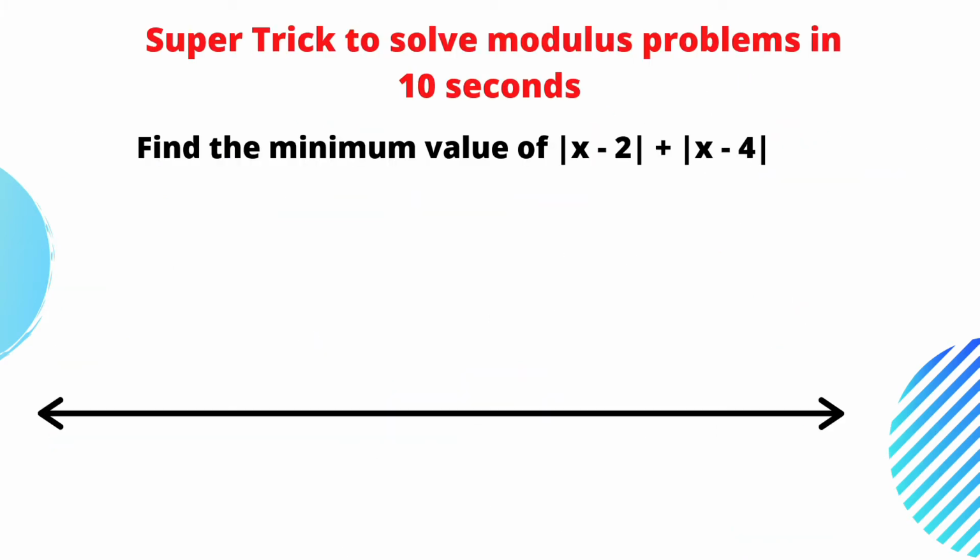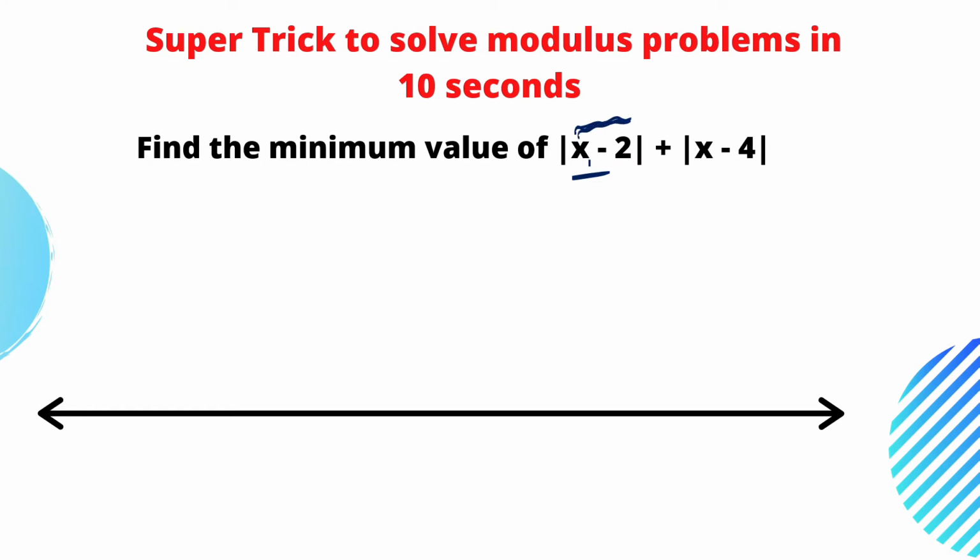Let us move on to a simple trick, a super trick to solve modulus problems in less than 10 seconds. Let me explain this with a simple example. Find the minimum value of |x − 2| + |x − 4|. The moment you see a modulus of x − 2 or anything, like x − 5 or x + 5, you must equate the inside part with 0.